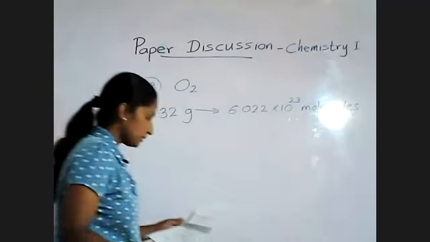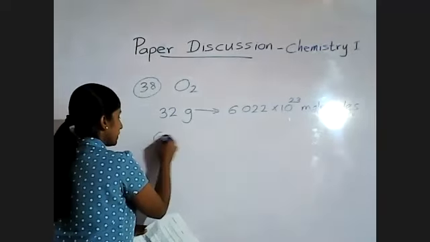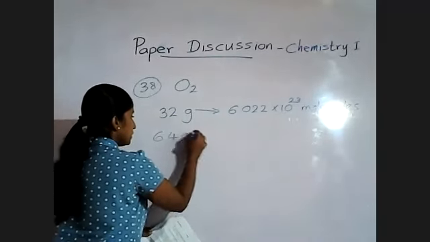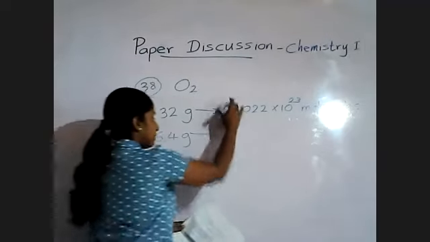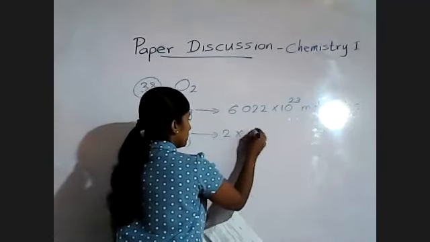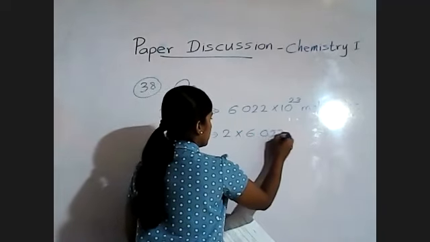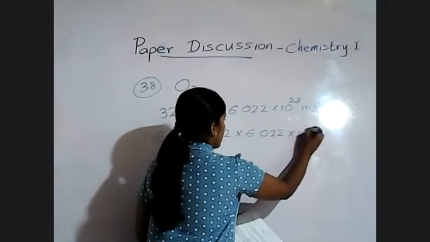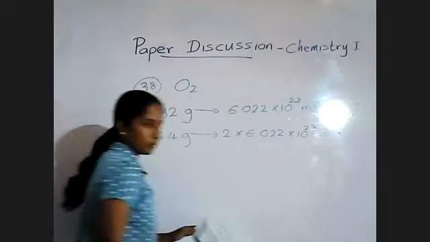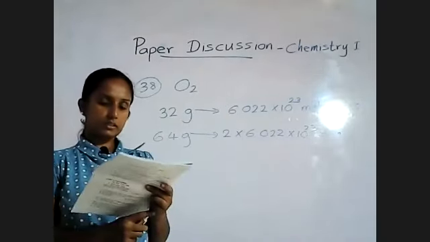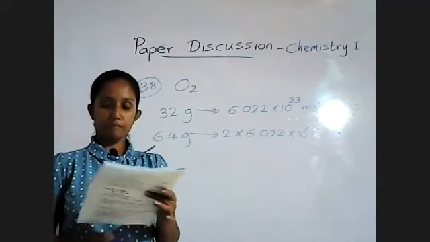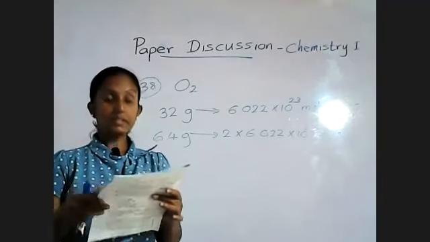Then they have asked about 64 grams. Then it is twice of this one. Then we have to multiply this by 2. 2 into Avogadro number of molecules. What is the answer? Second one. What is the answer? Second one. Right.